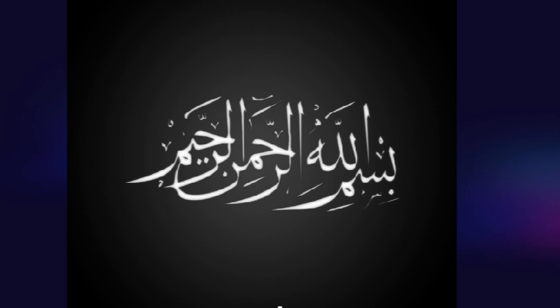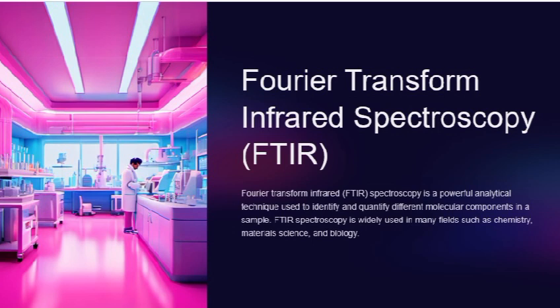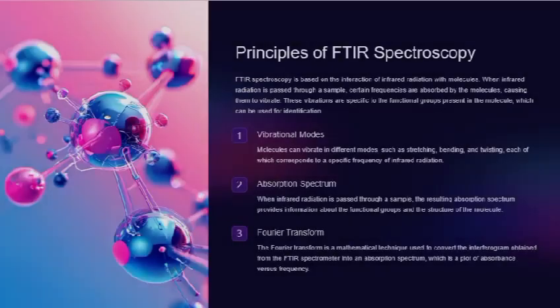Fourier transform infrared (FTIR) spectroscopy is a powerful analytical technique used to identify and quantify different molecular components in a sample. FTIR spectroscopy is widely used in many fields such as chemistry, material science, and biology. Now we will discuss the principles of FTIR spectroscopy. It is based on the interaction of infrared radiation with molecules.